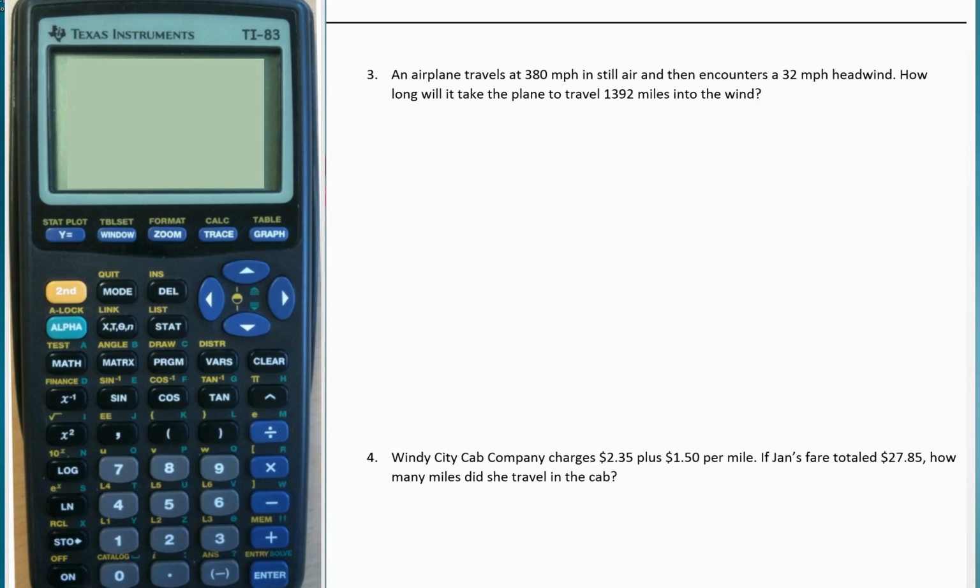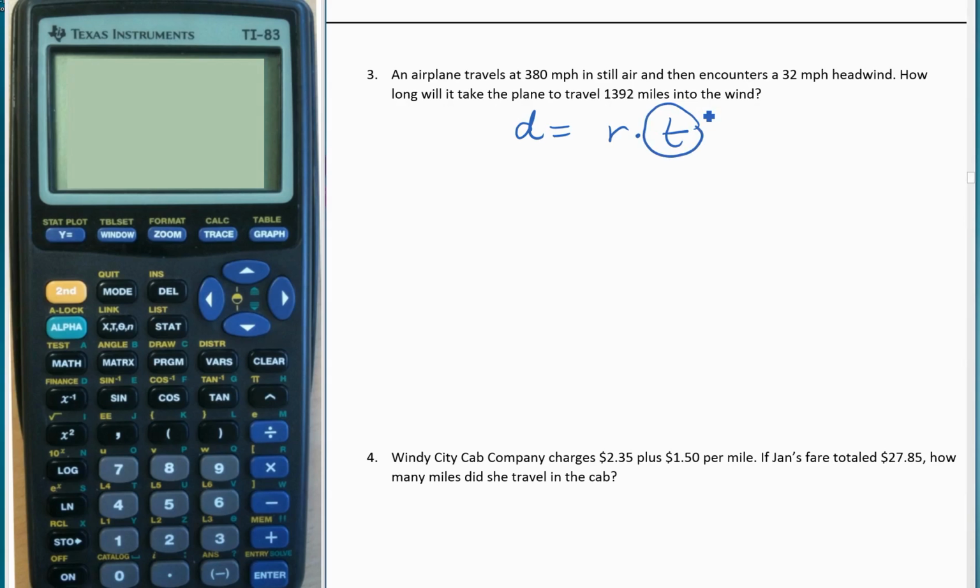Now the other thing we're going to need for these types of distance problems is the fact that distance equals rate times time. Okay? So it says an airplane travels 380 miles per hour in still air and then encounters a 32 mile per hour headwind. How long will it take the plane to travel 1392 miles into the wind? Okay, so the headwind and into the wind is the same thing. What we're looking for here is our time.